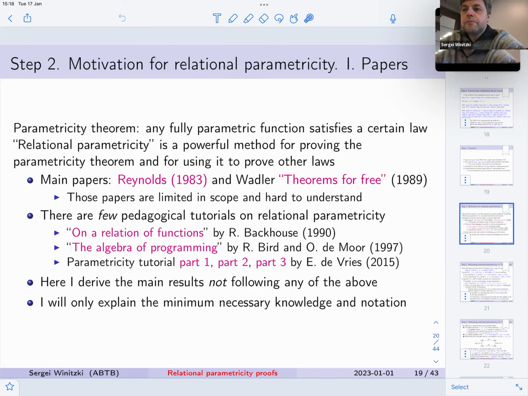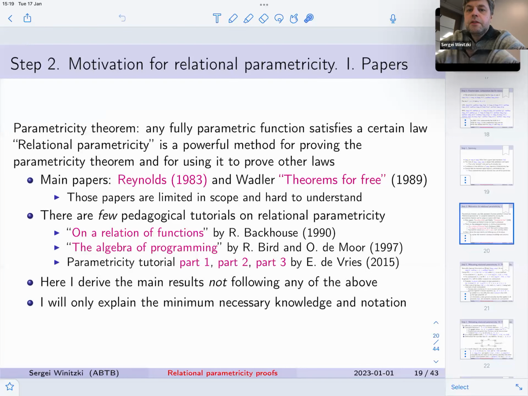The parametricity theorem says that any fully parametric function satisfies a certain law. And in many cases, this is a naturality law, but in some cases it is not. It's a different, more complicated law. Relational parametricity is a method for proving the parametricity theorem. Also, relational parametricity gives a more general law than the naturality law, and that can be used to prove other properties. All of this, of course, concerns properties of fully parametric functions.